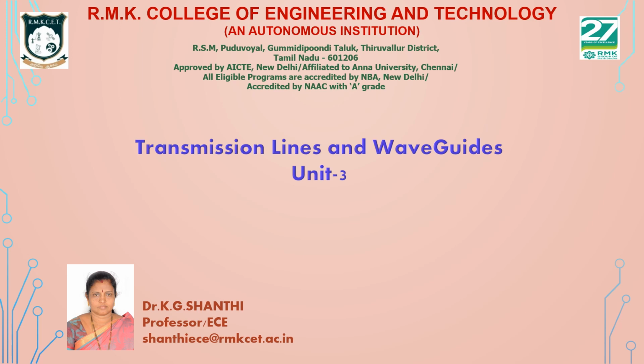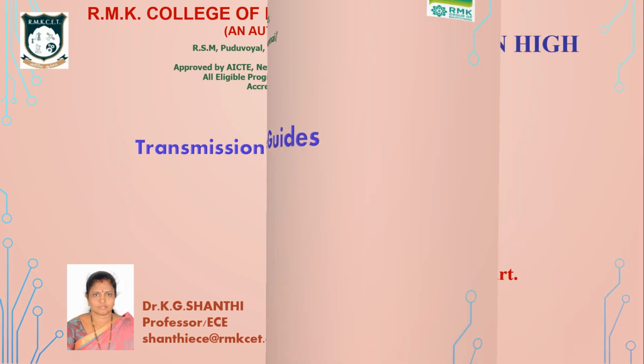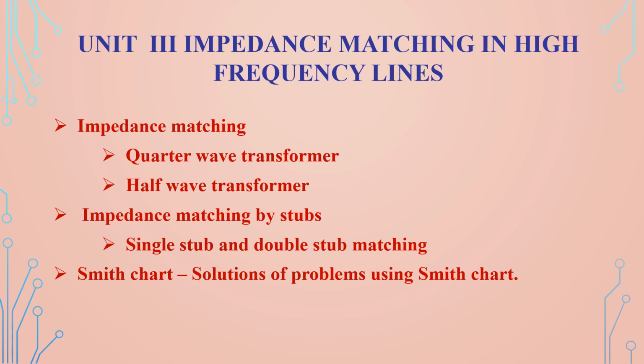In this PPT, we are going to study Unit 3 of Transmission Lines and Waveguides. Unit 3 talks about impedance matching in high frequency lines. How we are going to achieve impedance matching is dealt with in Unit 3, where we are going to make use of quarter wave transformer, half wave transformer, single stub and double stub matching.